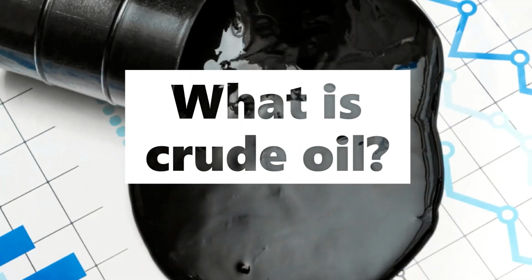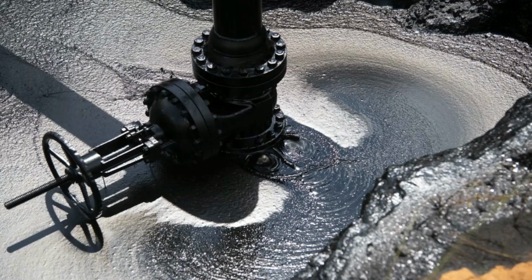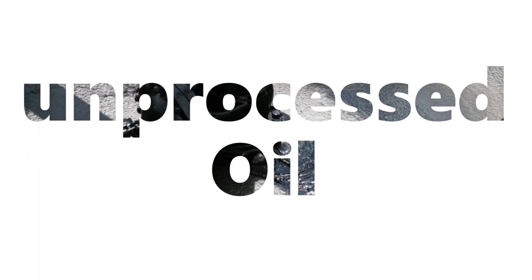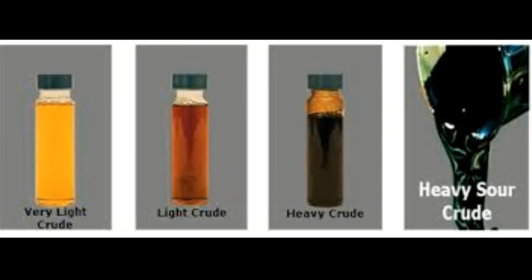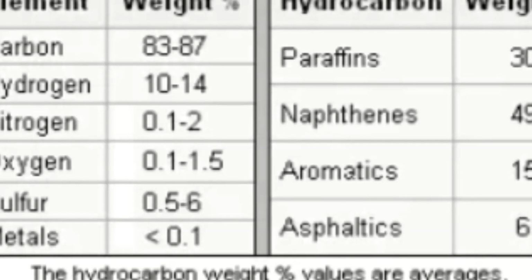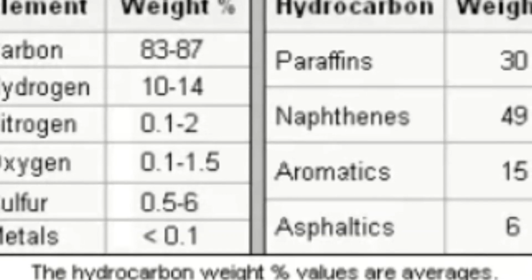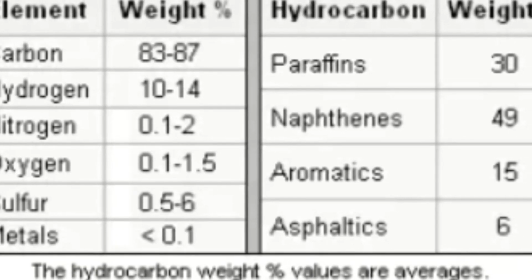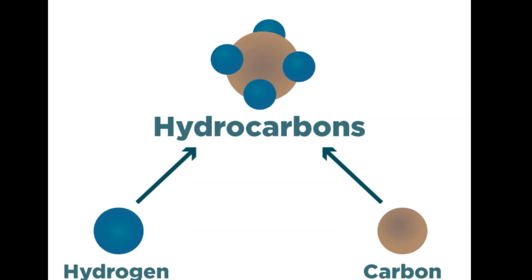So, what exactly is this crude oil? Crude oil is a term used to describe unprocessed oil. Crude is not a specific type of oil, but rather several types of oils that vary in their color, composition, and consistency. Unlike most chemical solutions, crude oil is not a single chemical compound. It is a complex mixture of molecules consisting of compounds formed from hydrogen and carbon atoms, called hydrocarbons.